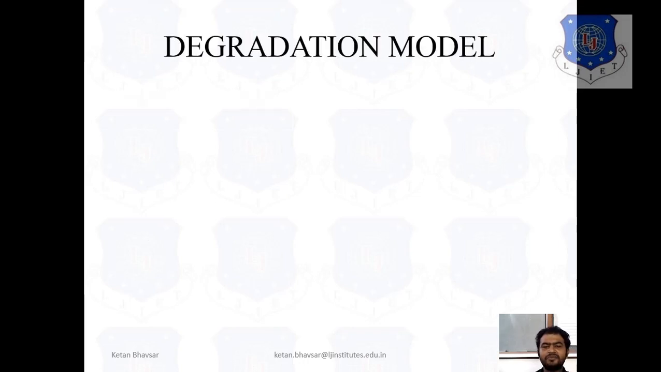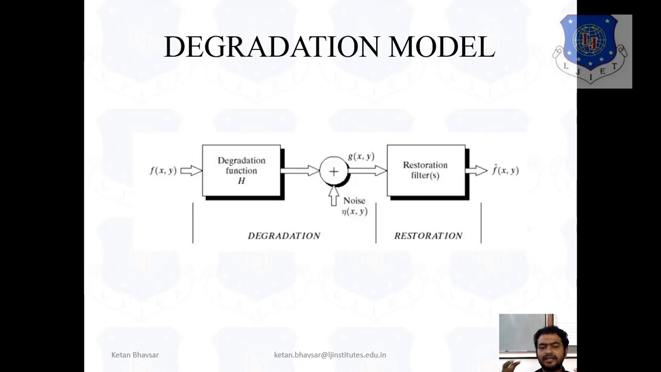Now the degradation model, this model is very popular, that we already saw in the previous session also: f of x comma y is your original image, which is degraded by noise, and the noise can be n of x comma y, so it can be added in different ways. It can be artificial noise, human noise, or natural noise. Because of adding the noise n of x comma y, you get the final degraded image g of x comma y, and after that we apply certain types of filters to remove the noise, and we get f bar of x comma y, your restored image.